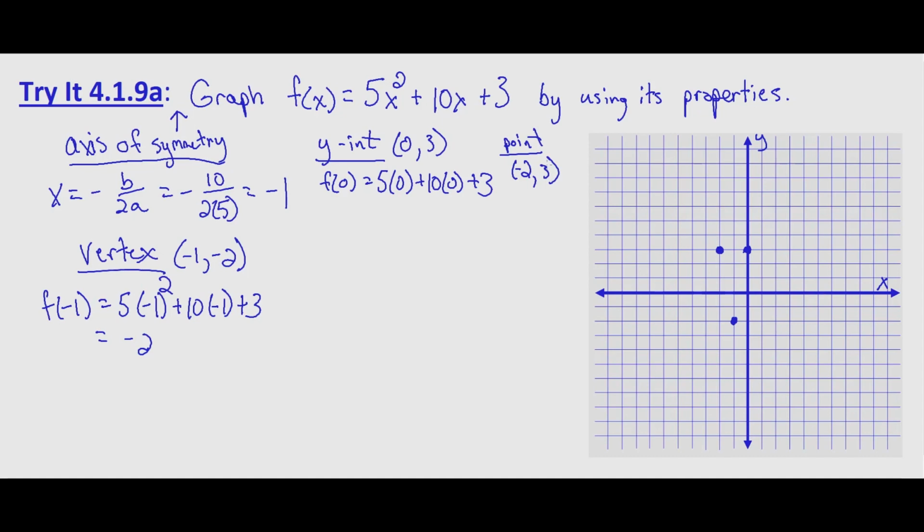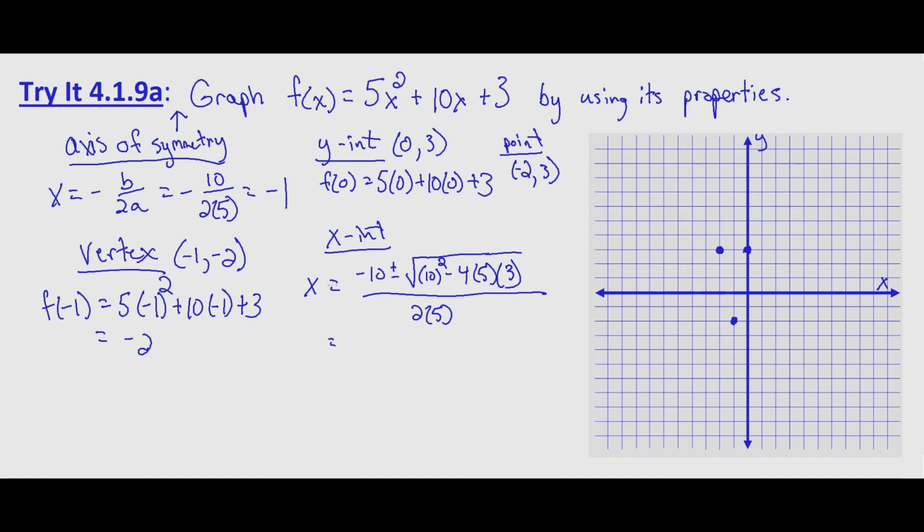So technically, we could go ahead and graph this at this point, but we only have 3 points. We're going to find the x-intercepts just because that is part of the process, even though this will not factor, which means we have to use the quadratic formula. So that gives us x equals negative b, so negative 10, plus or minus the square root of b squared, so 10 squared minus 4 times a, so 4 times 5, times c, which is 3 in this case, all over 2a, which is 2 times 5.